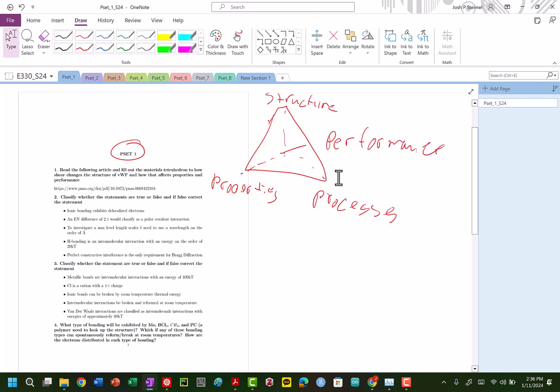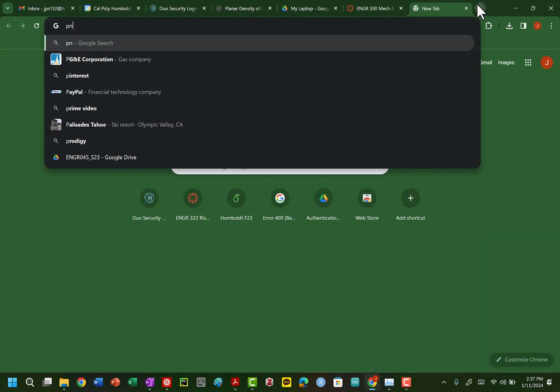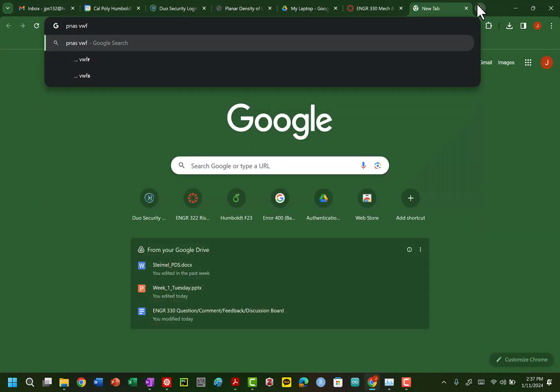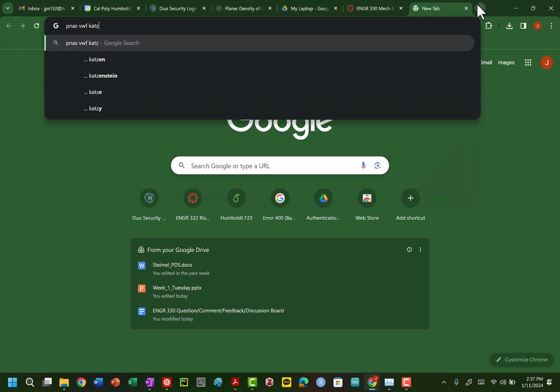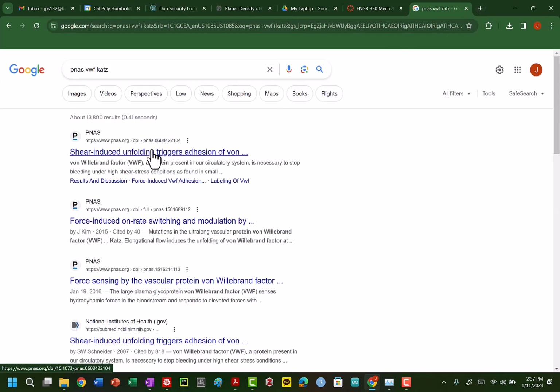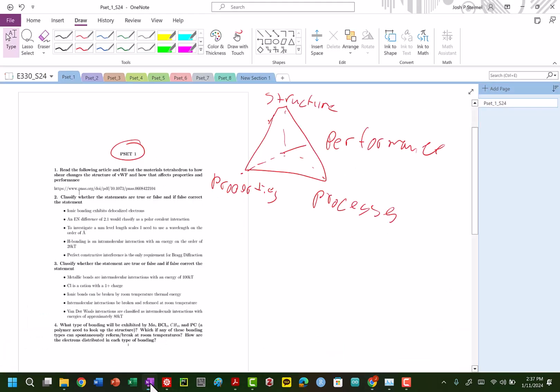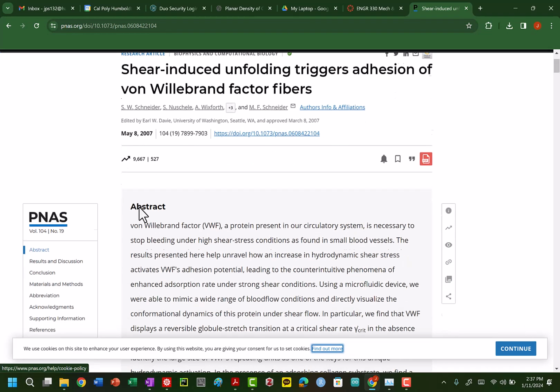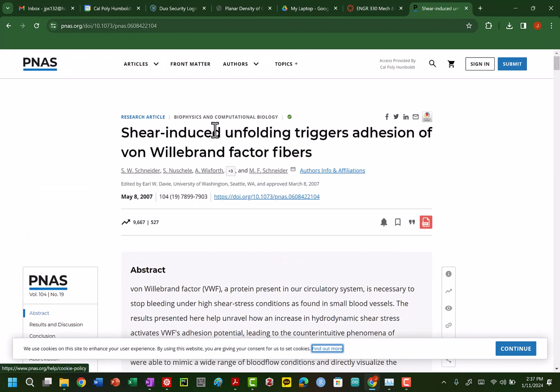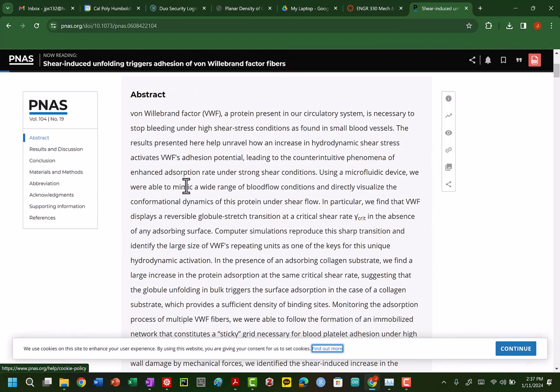Let's go ahead and look at this article here. Yep, there it is. All right. If you have read this article, it's looking at the shear-induced folding of von Willebrand factor.